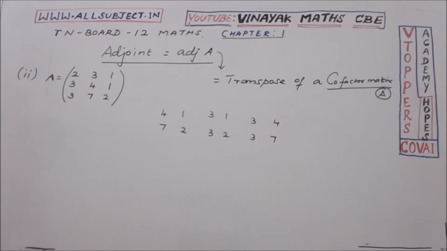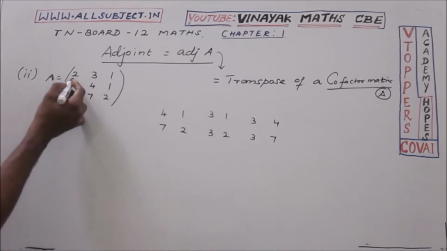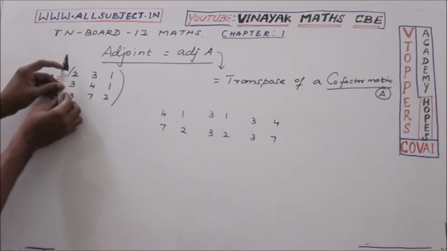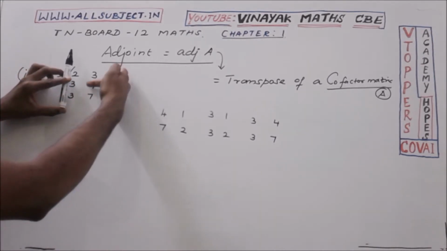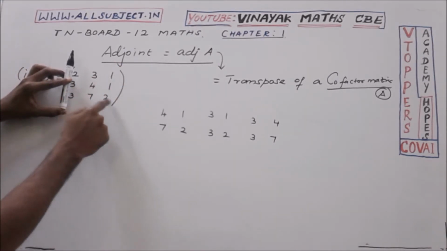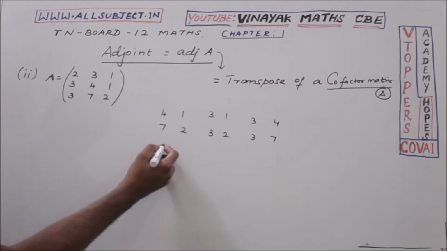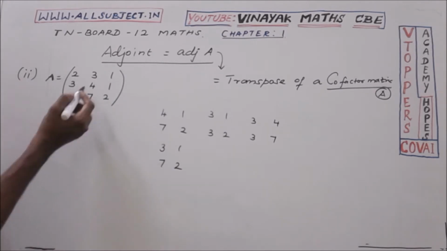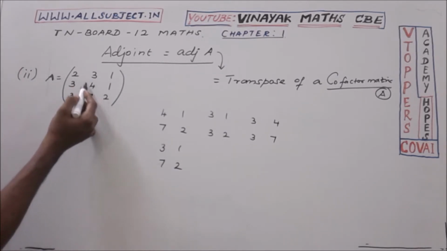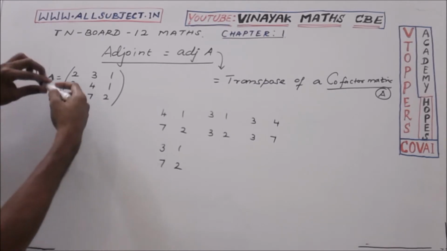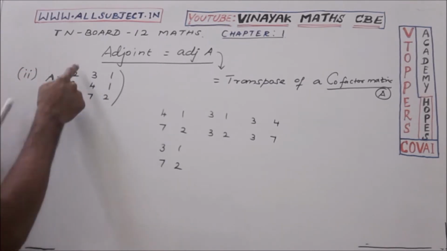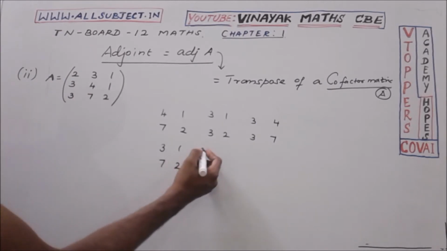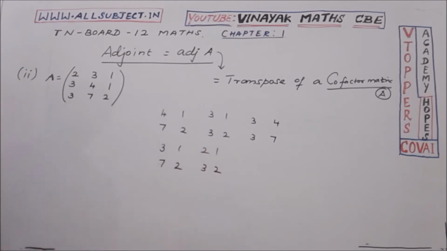Then to calculate the minor of this 3, present in the second row and first column, we eliminate the row and the column. The remaining are 3, 1, 7, 2. Then move to 4. To calculate this minor value, this row and column are omitted, and the remaining 2, 1, 3, 2 are taken.